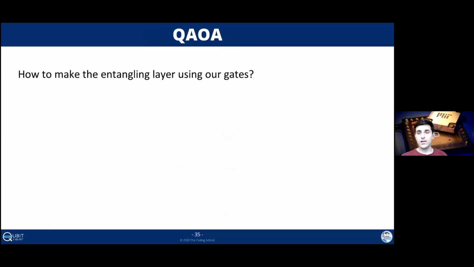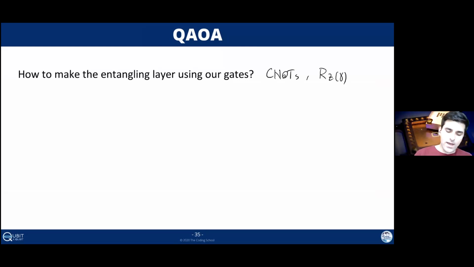So the question that you might ask me now is, how do we make the entangling layer using our gates? Using the gates that we've seen. Mainly, let me tell you how we do it using CNOTs and rotations around the z-axis by some angle. Let's call the angle gamma, actually, for convenience.